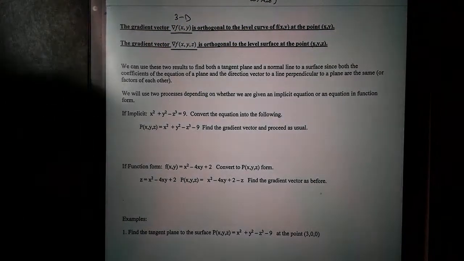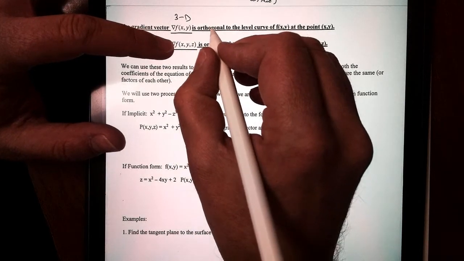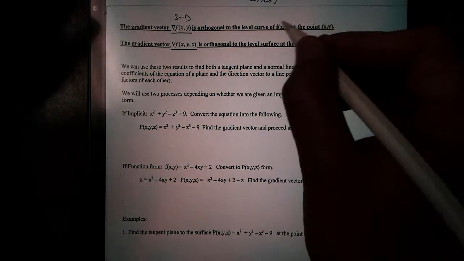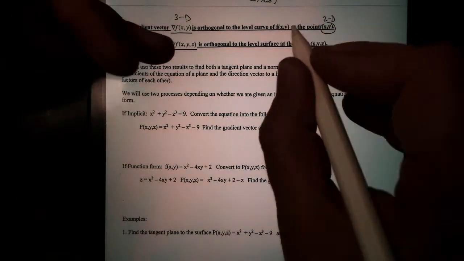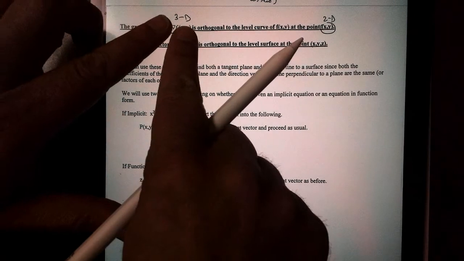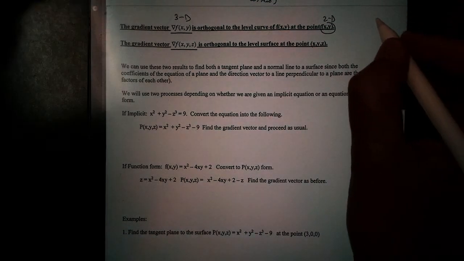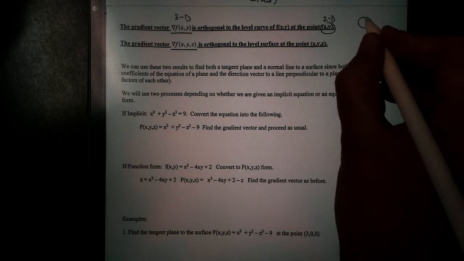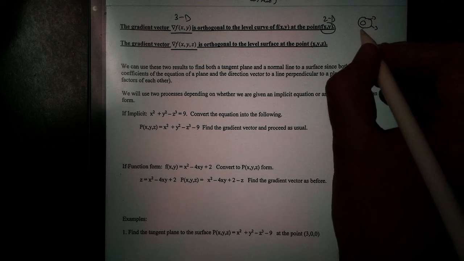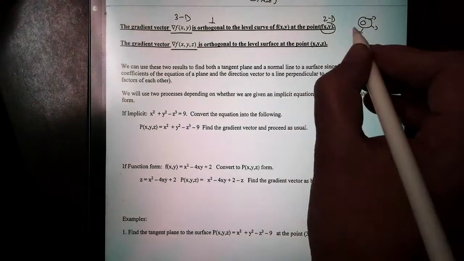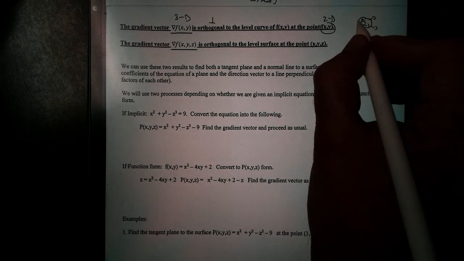three-dimensional figure. The gradient vector of a three-dimensional figure is going to be orthogonal to every level curve at the point x, y. So of course we're looking at a two-dimensional level curve. From a three-dimensional surface, the level curves, remember, are two dimensions. So, for example, let's say our level curves are a bunch of circles. The gradient vector is always going to be orthogonal, or perpendicular, at every point on those curves.